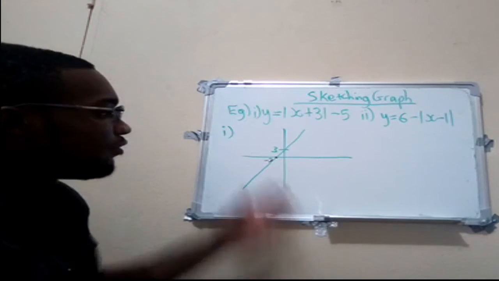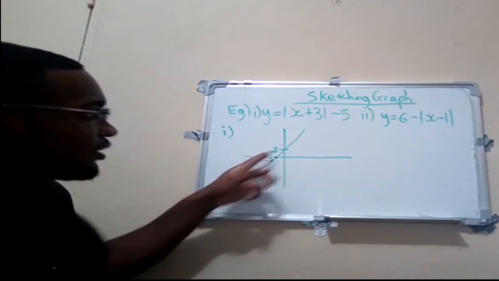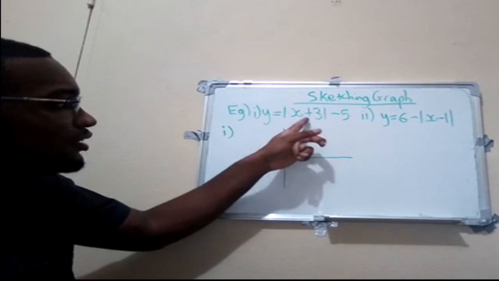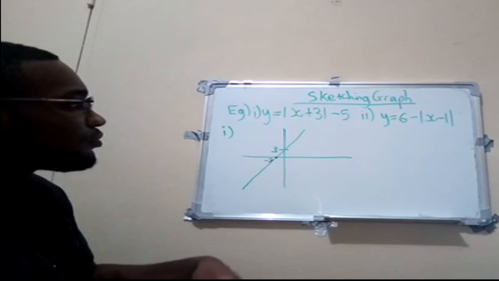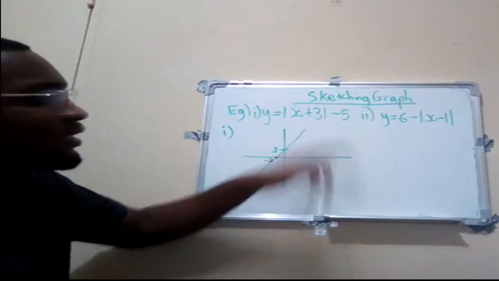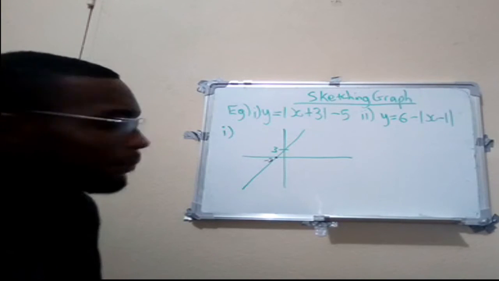Now, everywhere else, what happened? Negative 4, negative 5, negative 6. What's the modulus when x is negative 6? You get negative 6 plus 3, which is negative 3, and the modulus of negative 3 is positive 3.